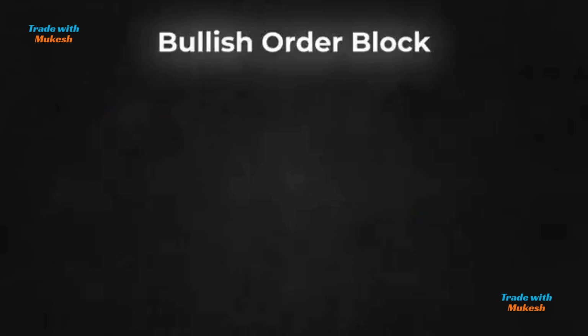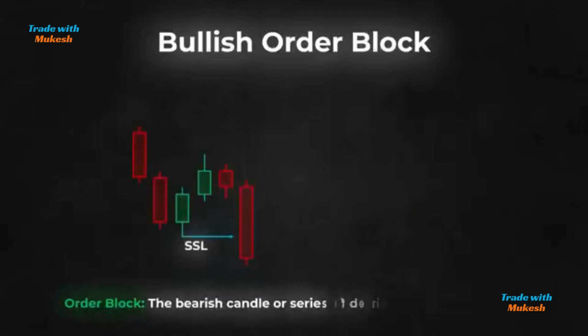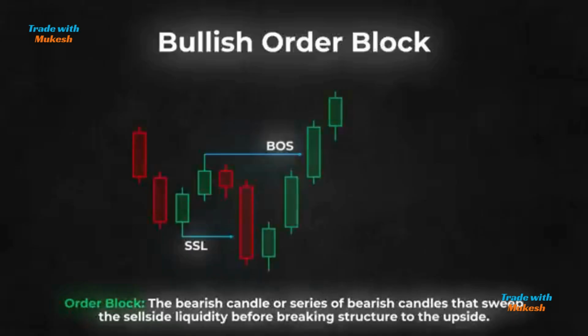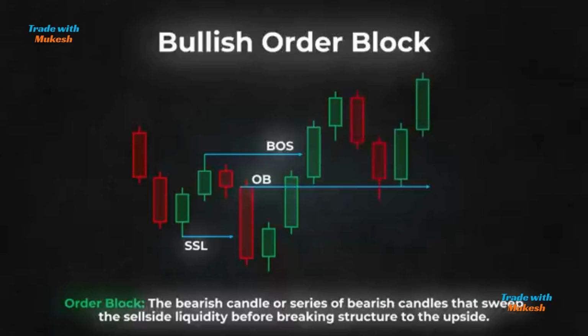A bullish order block is formed by a bearish candle or series of large-bodied bearish candles that sweep sell-side liquidity and then lead to a break of an old high right after it, which in this case is called a break of structure. The order block occurs at the open of the large-bodied bearish candle that sweeps sell-side liquidity. Price will often retrace back to the order block before moving higher.